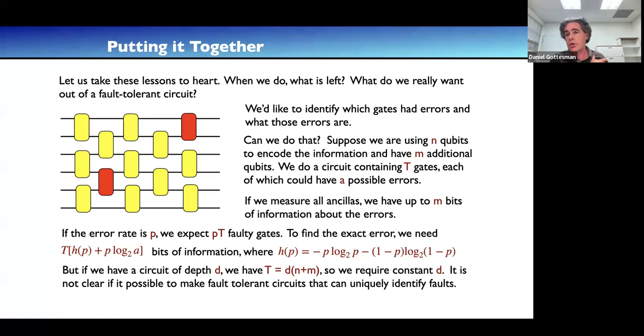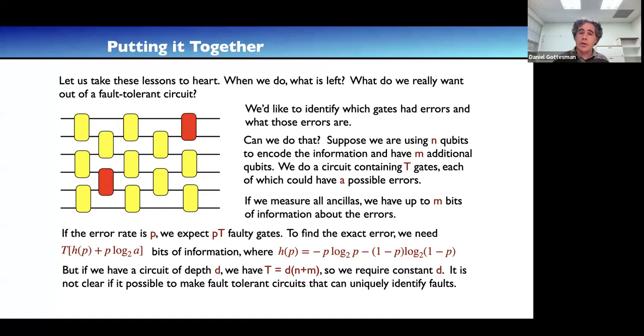But in particular, it's proportional to T, the number of gates in this chunk of circuit that we're trying to correct. And so that means that the number of measurements that we make has to be at least equal to the number of bits of information that we're getting. So M, the extra qubits that we're using to correct errors, has to be at least greater than this amount of bits that we need.